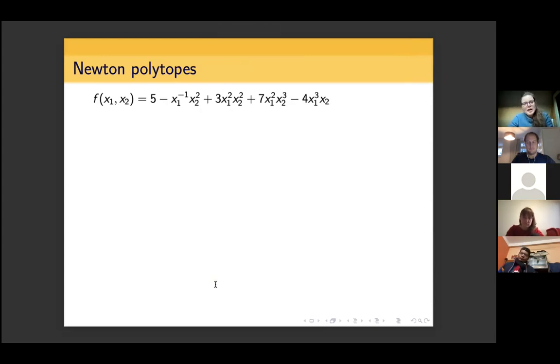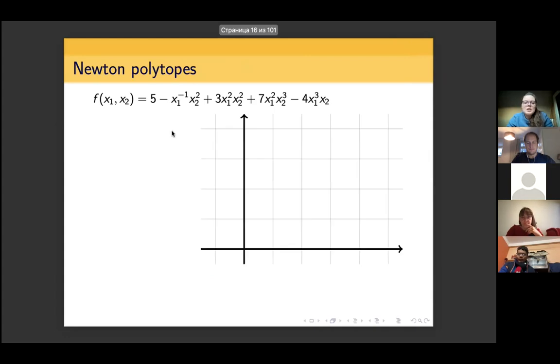So suppose we have a polynomial. Here it's a polynomial in two variables, and in general Laurent polynomials. So we will allow monomials to have negative degree as well. So then we would take the lattice of the same dimension as the number of variables, and on this lattice we would mark the finite set of points, which we'll call the support of your Laurent polynomial.